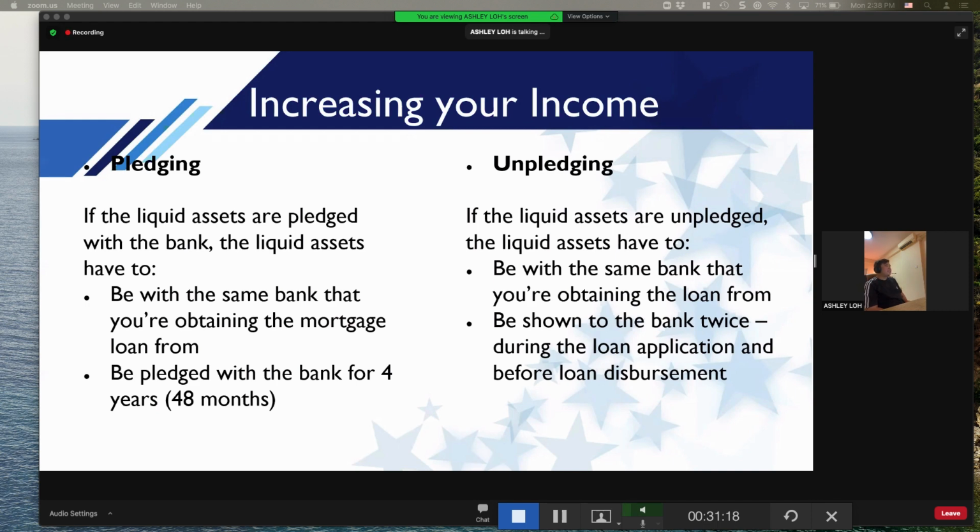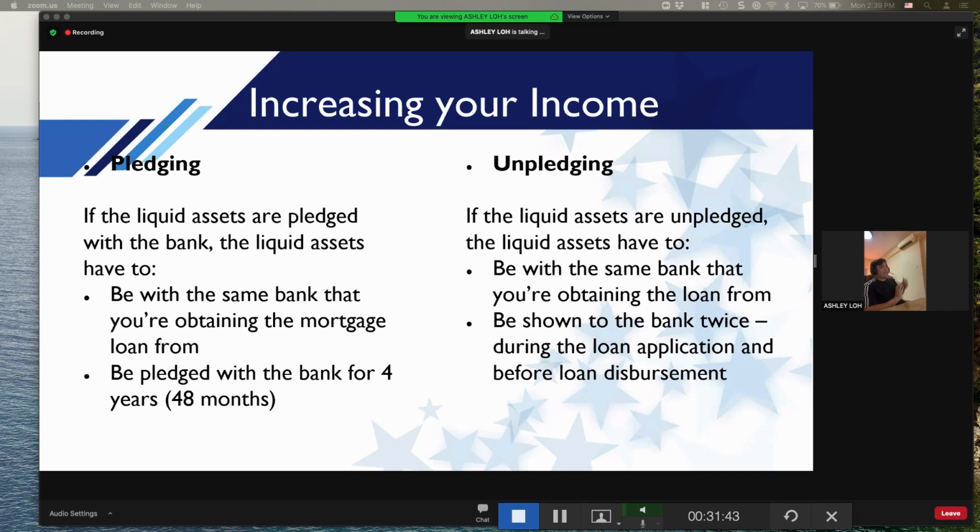And these liquid assets have to be with the same bank that you're obtaining your mortgage loan from, or basically your property loan. So if I'm taking a property loan from OCBC, I have to pledge my assets with OCBC. And I have to lock in with them for a minimum of 4 years or 48 months, so to say. Okay. Unpledging itself, or another term for unpledging, is show funds.